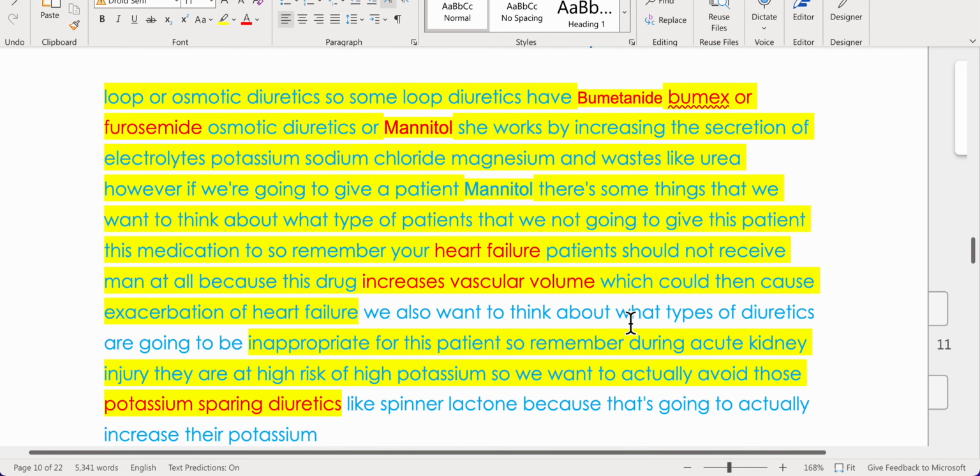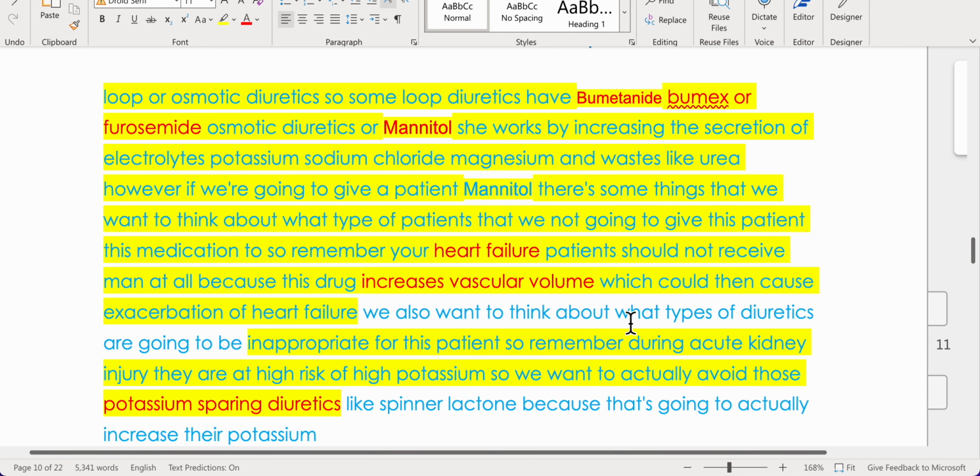Loop or osmotic diuretics. Some loop diuretics are bumetanide, Bumex, or furosemide. Osmotic diuretics include mannitol. It works by increasing the secretion of electrolytes like potassium, sodium, chloride, magnesium, and wastes like urea. However, if we're going to give a patient mannitol, there's some things that we want to think about. What type of patients are we not going to give this medication to? Remember, your heart failure patients should not receive mannitol at all because this drug increases vascular volume, which could then cause exacerbation of heart failure.